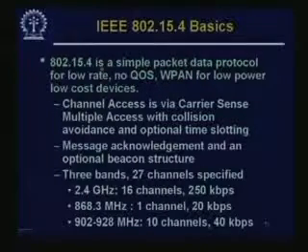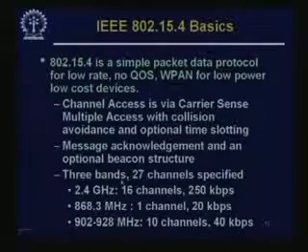So, 802.15.4 is a simple packet data protocol for low rate, no quality of service wireless personal area network for low power, low cost devices. So, low power and low cost, these are the most important things. So, naturally you will get low rate also, but for many applications this may be quite fine. So, channel access is via carrier sense multiple access with collision avoidance and optional time slotting. Message acknowledgement and an optional beacon structure. Beacon means a signal which may be sent centrally to synchronize the systems.